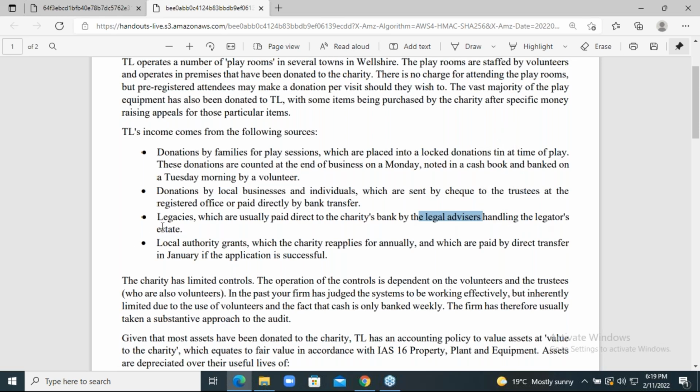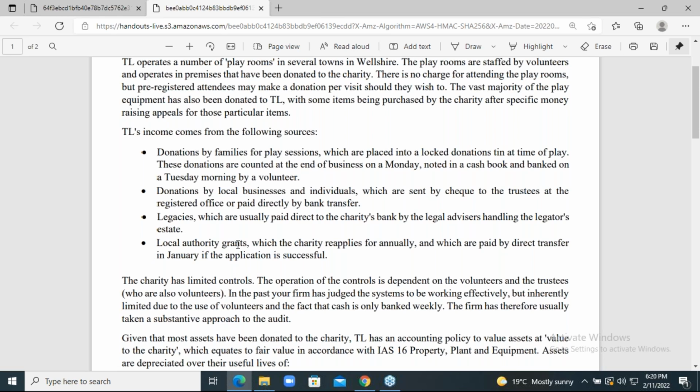Handling legator's estate: there will be a contract, an agreement by the legator's estate. You can go through that contract, and if there is a charity's bank, you would obtain a bank statement to confirm the legacies. So these three terms, charity's bank, legal advisors, and legator's estate, will give you a clue which document you are going to use.